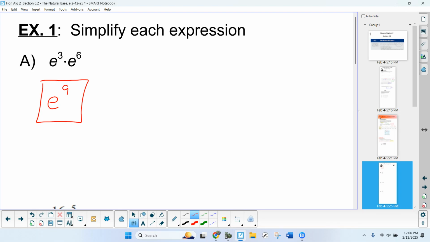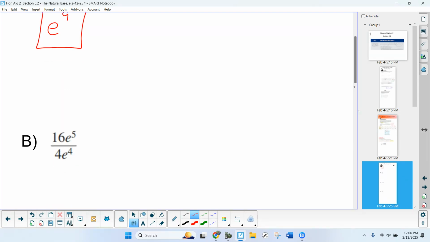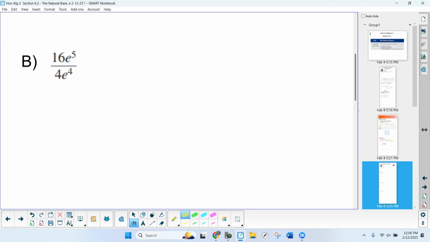You guys have 16e to the 5th over 4e to the 4th. Okay, what do we do with the 16 and the 4? Divide. So 16 and 4 are numbers that we divide just like any other day. What is 16 divided by 4? 4. And then what do you do with the variables? If you have e to the 5th divided by e to the 4th, what do you do? Subtract. And that's e to the first. So I can just put 4e.